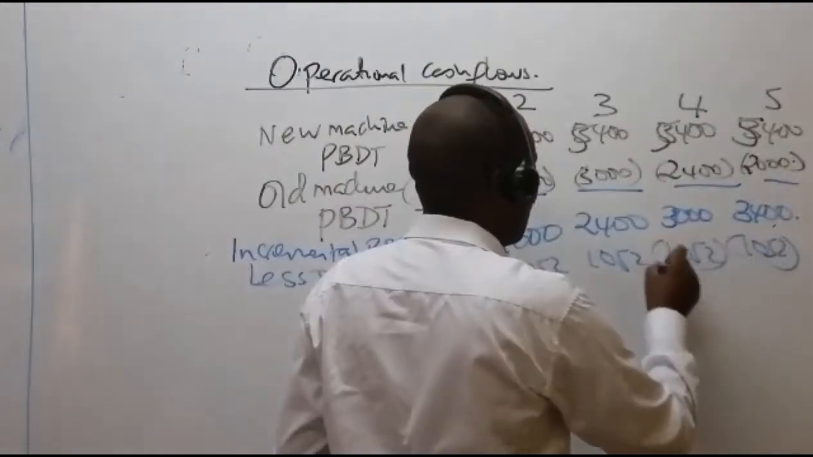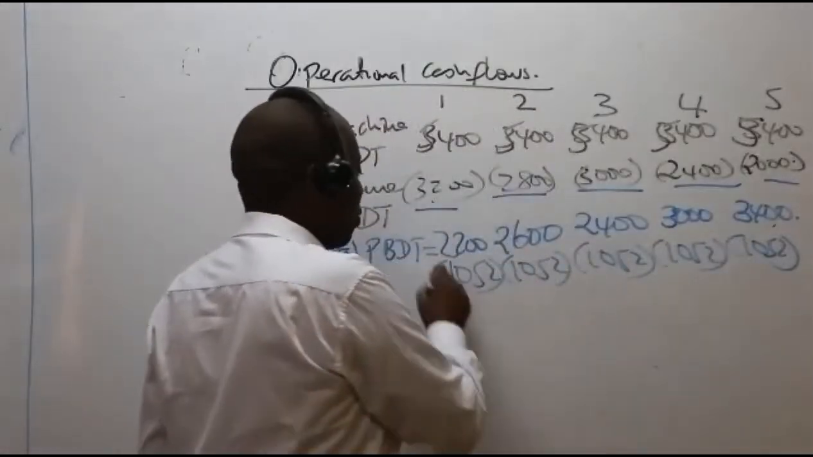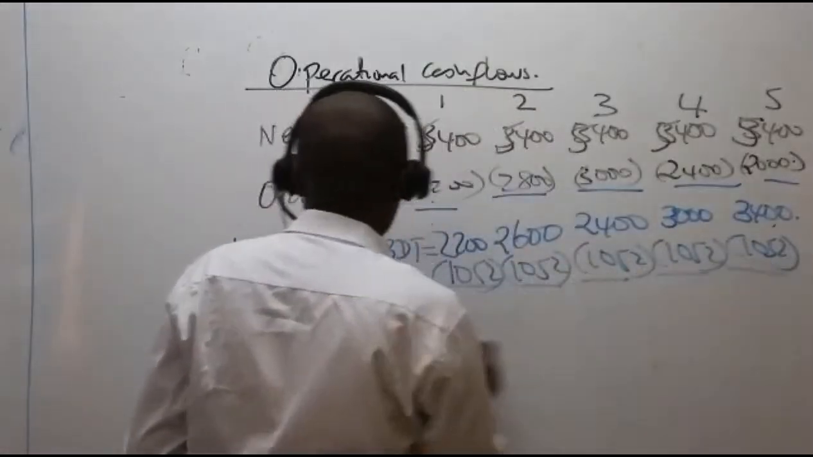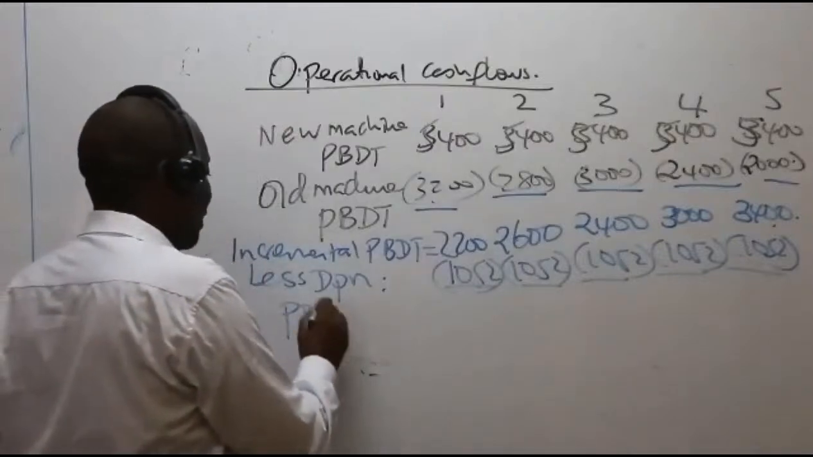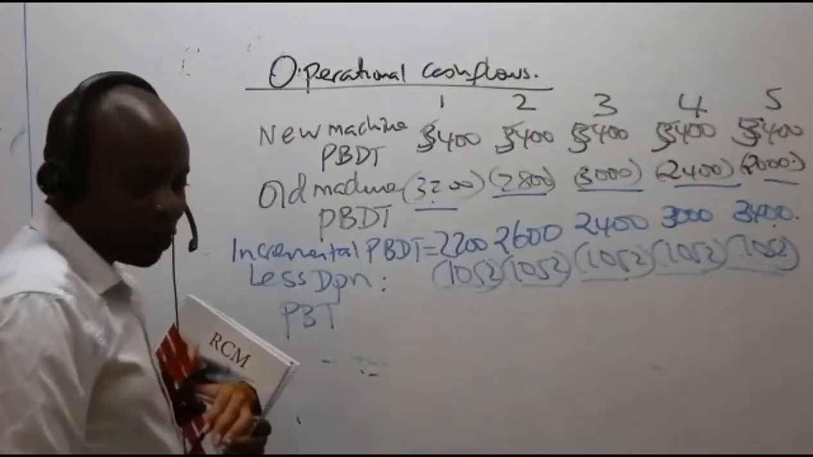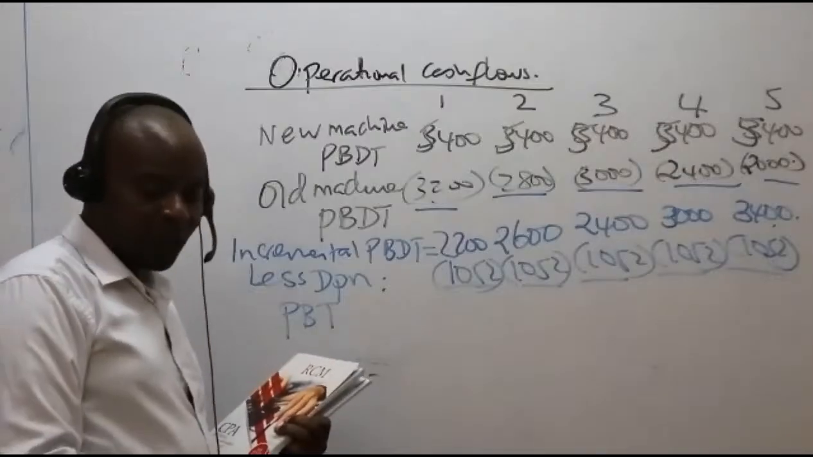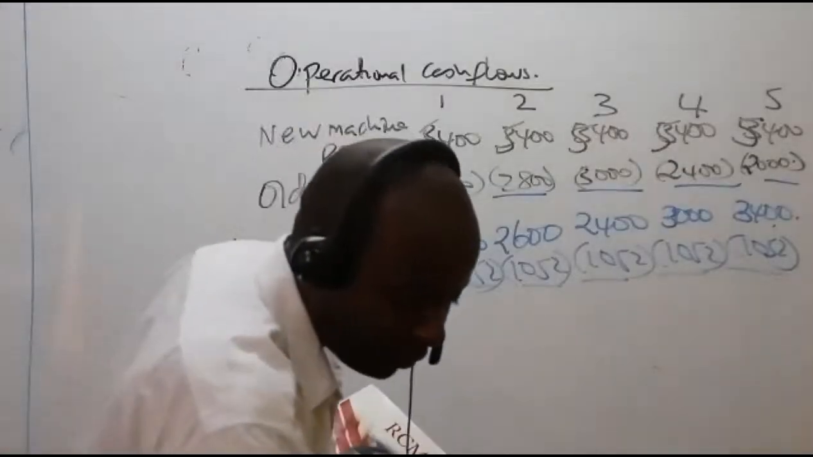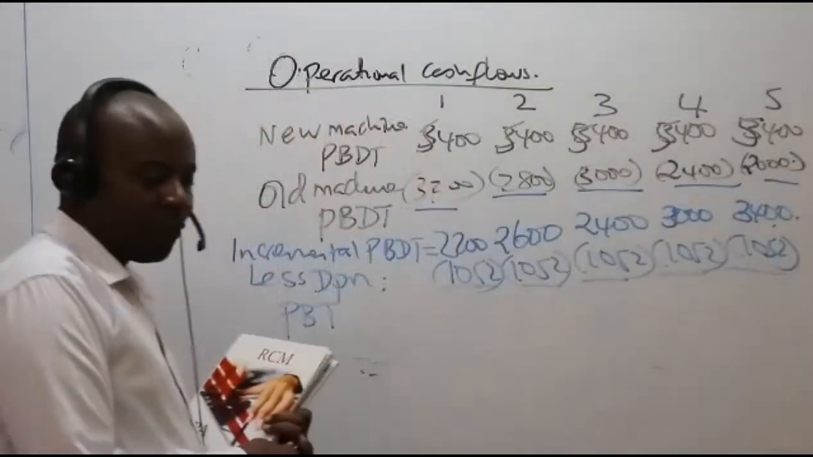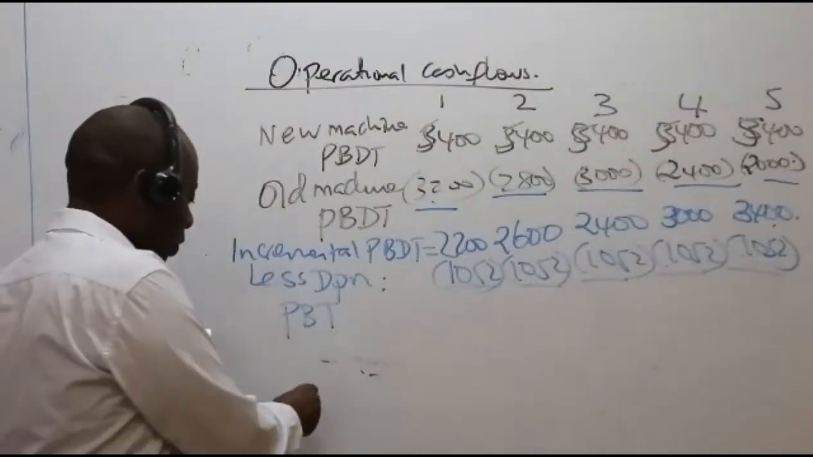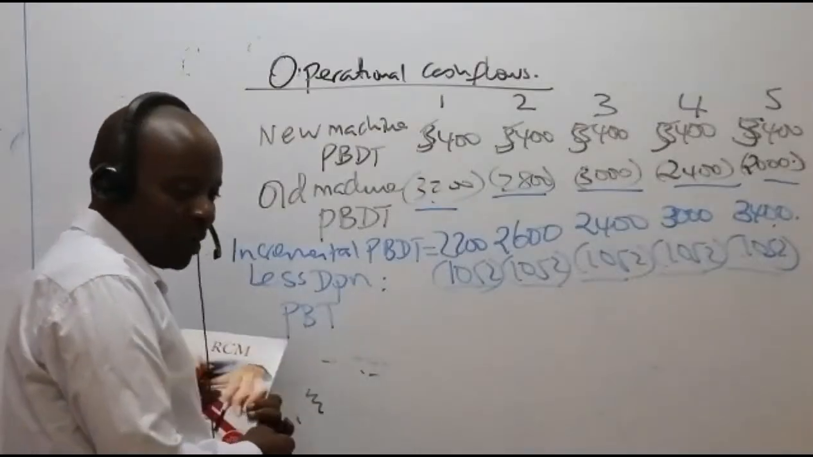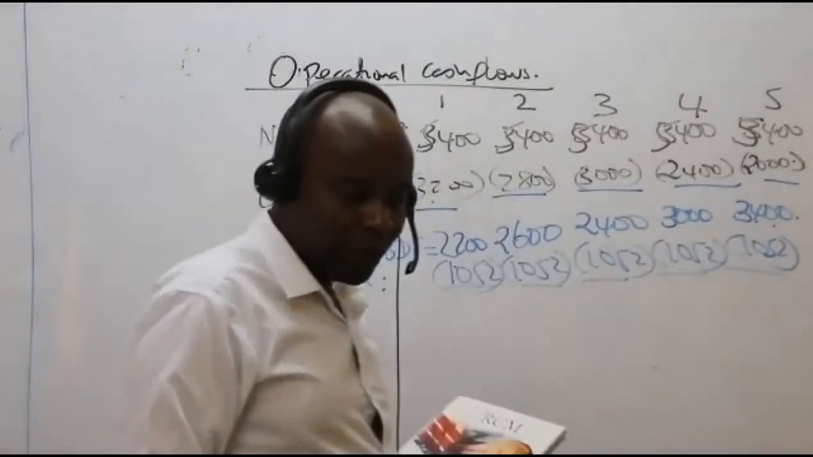So I'll come and subtract this for me to be able to get my profit before tax. So profit before tax, what parameters do we have here? What metrics do we have here? Somebody talk to me.